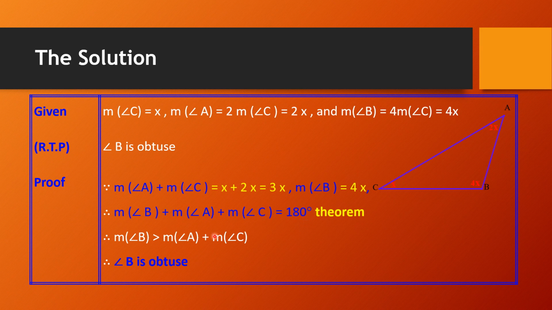theorem. Then measure angle B is greater than measure angle A plus C, because measure angle B is 4x and the sum of A and C equal 3x. So the measure of angle B is greater than the sum of measure angle A plus measure angle C. So B is obtuse.